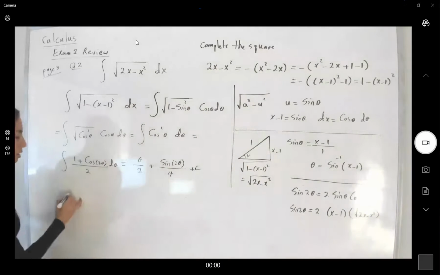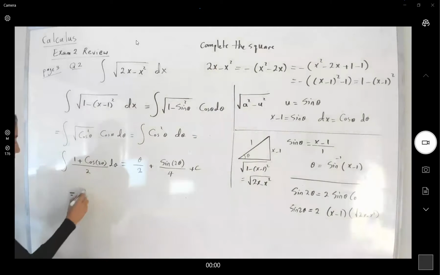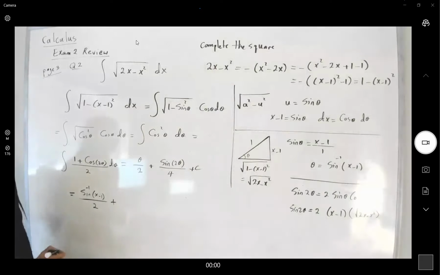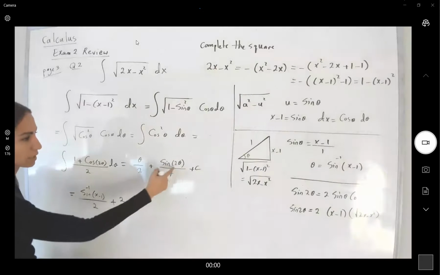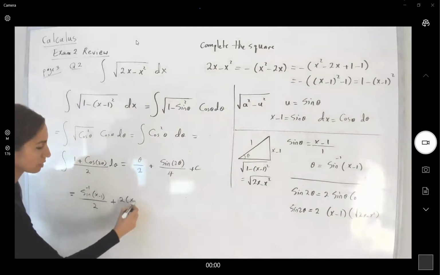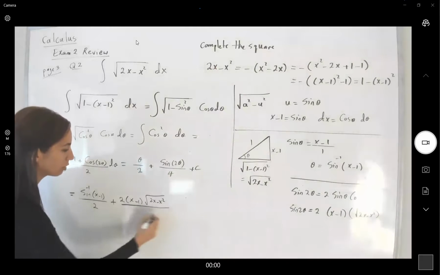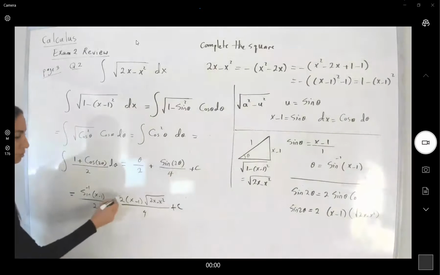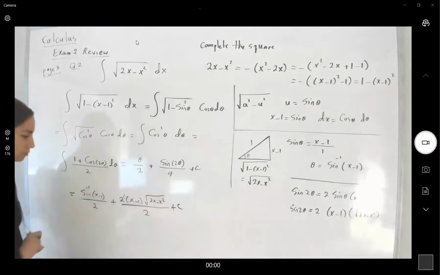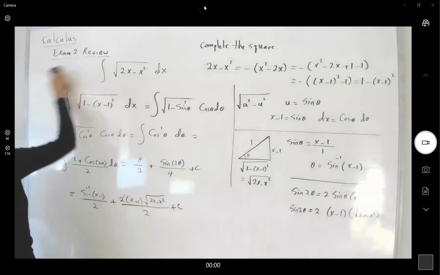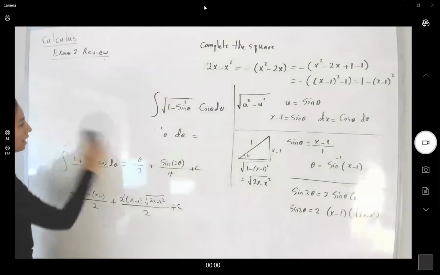So this integral is equal to theta over 2. Our theta is inverse sine of x minus 1 over 2 plus 2 sine theta cosine theta. So here you have 2 times x minus 1 times square root of 2x minus x squared divided by 4 plus c. We can simplify this to get 2. Very well. So let's go to page 4. Answer question 1 and question 2.